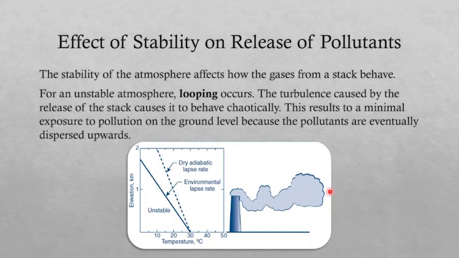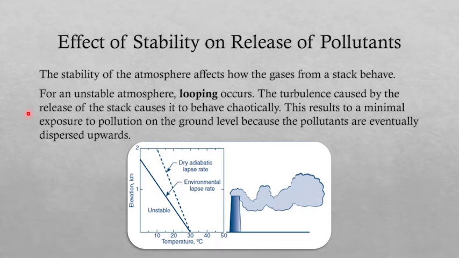Now let's discuss the effect of atmospheric stability on the release of pollutants. As established earlier, whenever we are releasing pollutants to the air, even though they are well within the limits for industrial emissions, we still have to consider how those pollutants will be dispersed into the atmosphere. That is to prevent them from coming back to ground level.